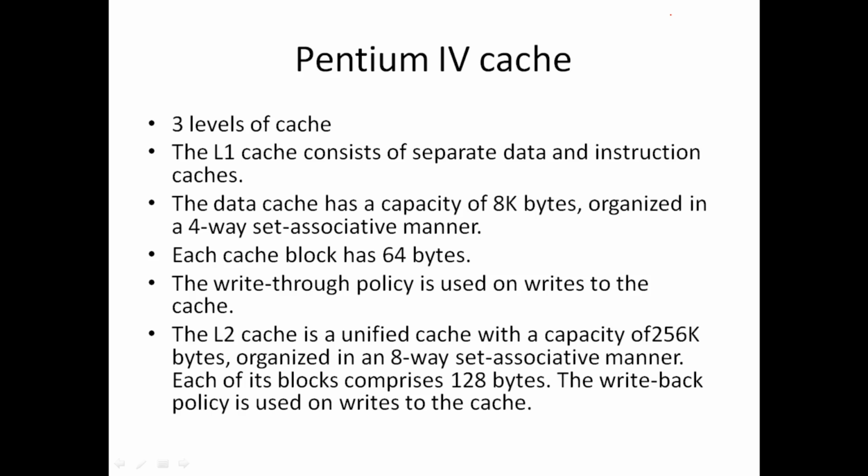The L2 cache is a unified cache with a capacity of 256 kilobytes, organized in an 8-way set associative manner. Each of its blocks comprises 128 bytes. Previously we saw in L1 it was 64, here in L2 it is 128. The write back policy is used here.